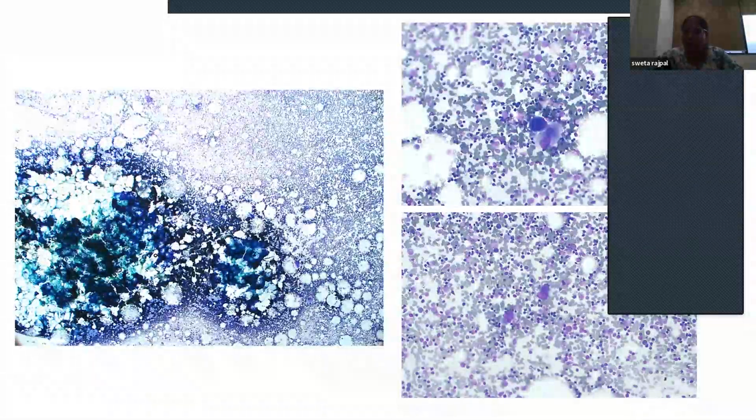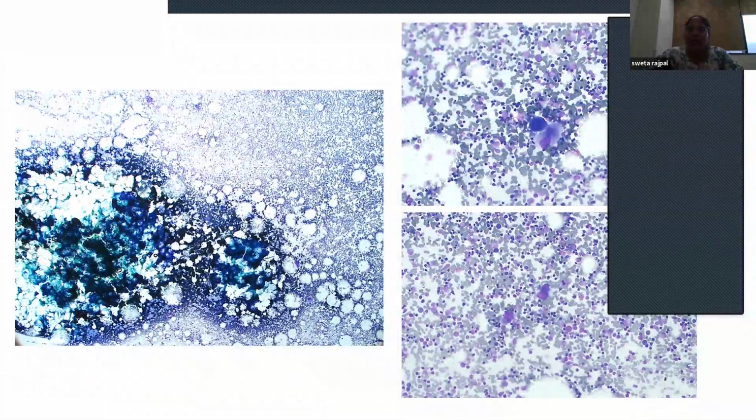Now, the next thing that we look at is megakaryocyte adequacy. If we see 3 to 5 megakaryocytes per slide, we call it adequate. And around a particle, if we are seeing more than say 6 or 7 megakaryocytes, we call it increased megakaryocytes.